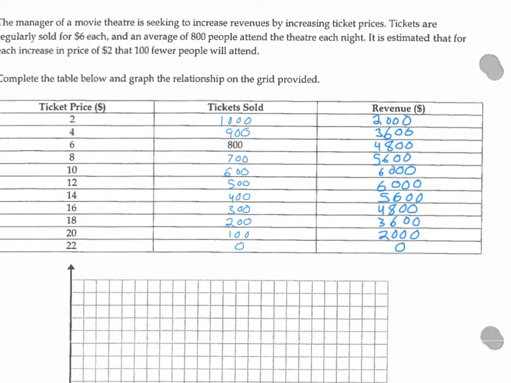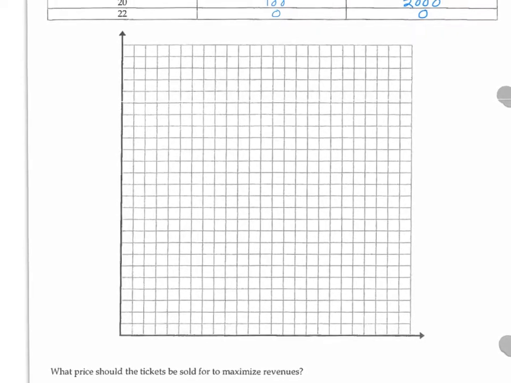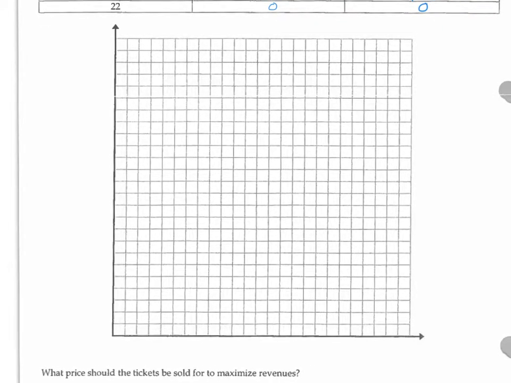The question is now asking us to graph the relationship on the grid provided. So just like in our first example, we have to take our grid and label our axes and add a scale. So we're going to put ticket price on the x-axis. And our unit is dollars. We're going to put revenue on the y-axis. Both of our axis labels need units. They're both dollars and they both need scales.